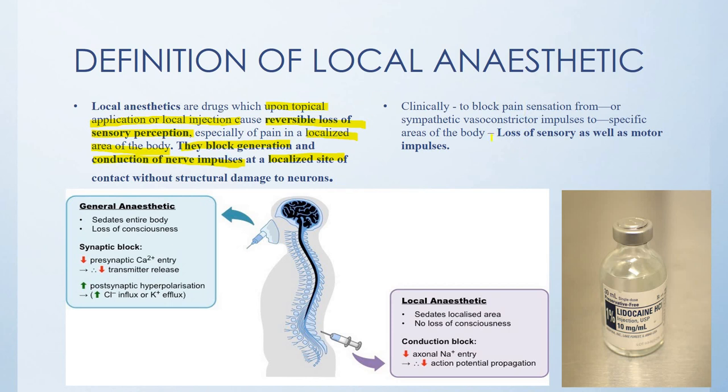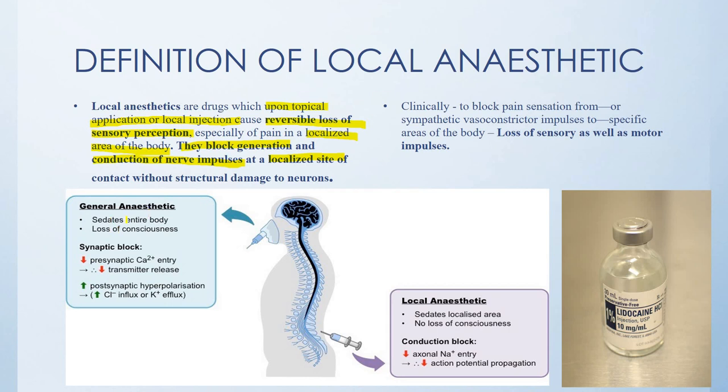Now, clinically it is said that it blocks the pain sensation or sympathetic vasoconstrictor impulses to specific areas of the body, and mainly it causes the loss of sensory as well as motor impulses. So clinically it has been seen that local anesthetic causes loss of sensory as well as motor impulses. Next, below you can see a diagram where this patient has been given local anesthetic intravenously and general anesthetic by inhalation, most probably.